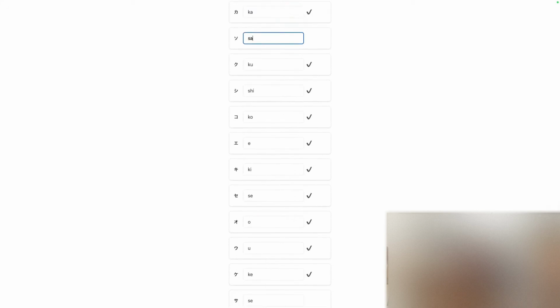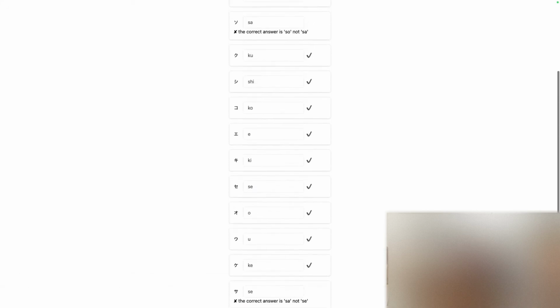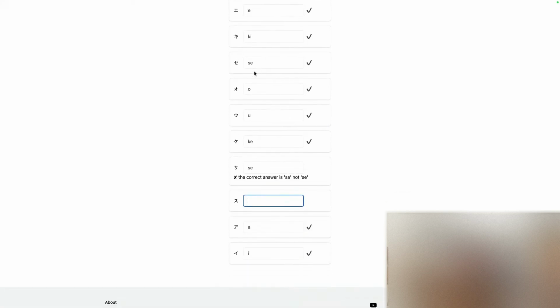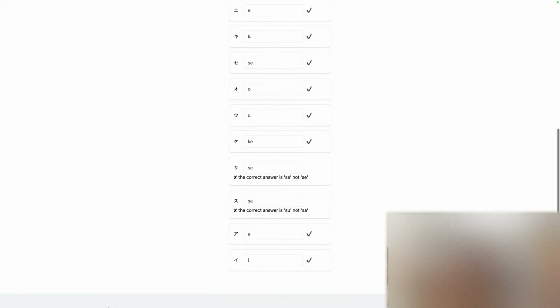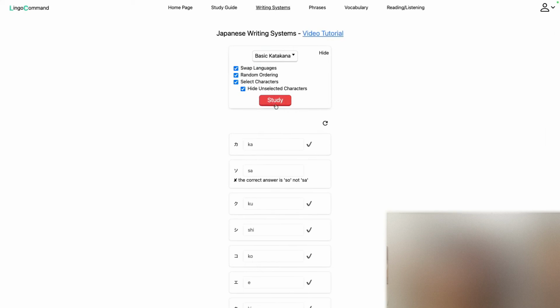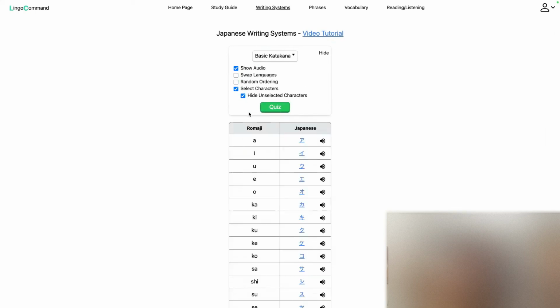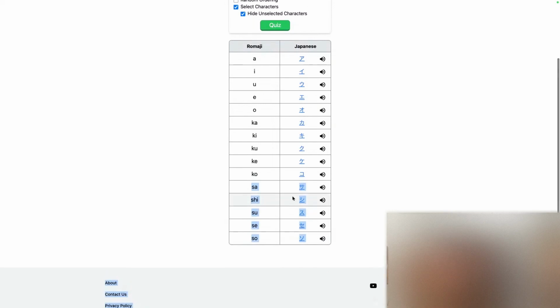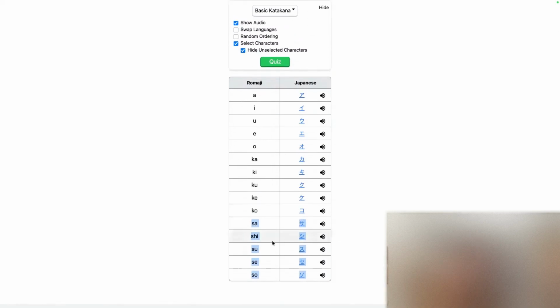Maybe this one's Sa? No. What's that one? So. So then this is Sa. So I think the trick here now is to go back to study, unapply random ordering, and just look at these bottom 5. These are the 15 characters. I've hidden the unselected characters.